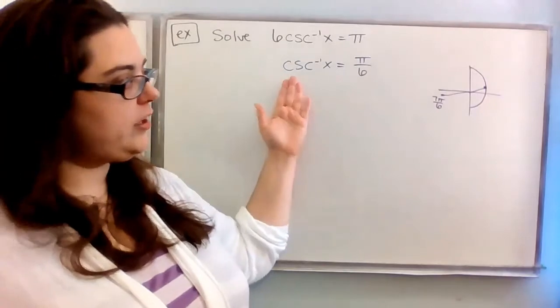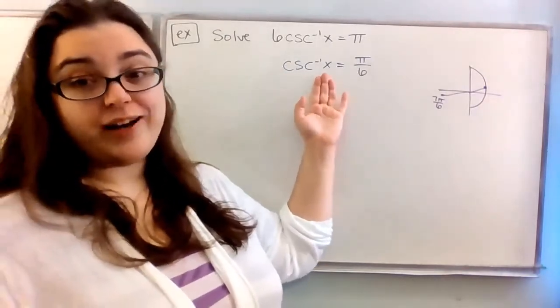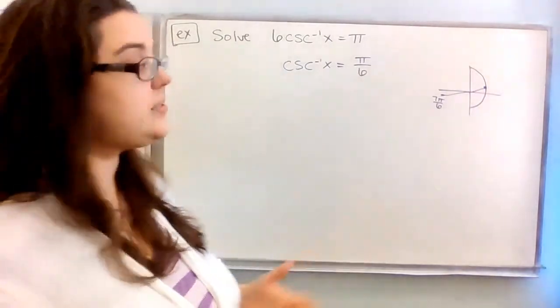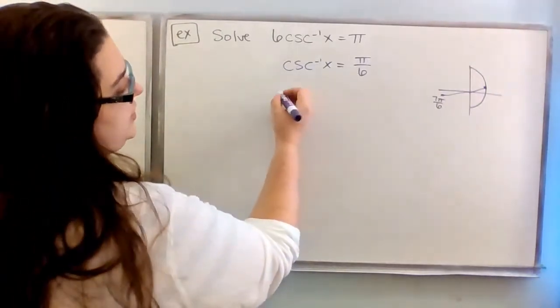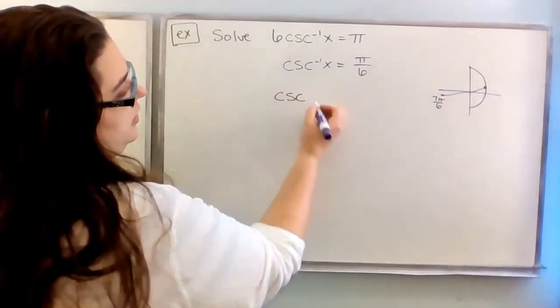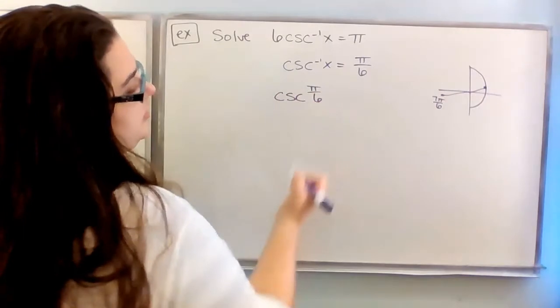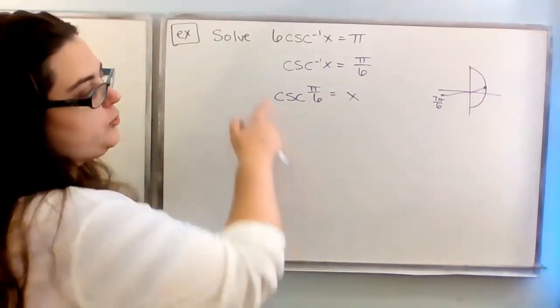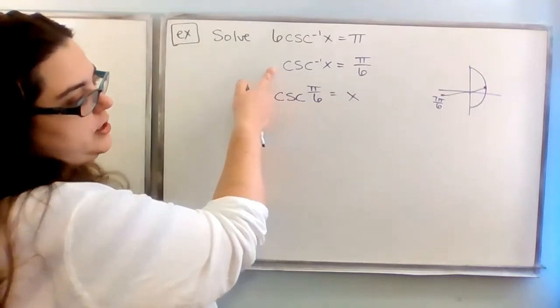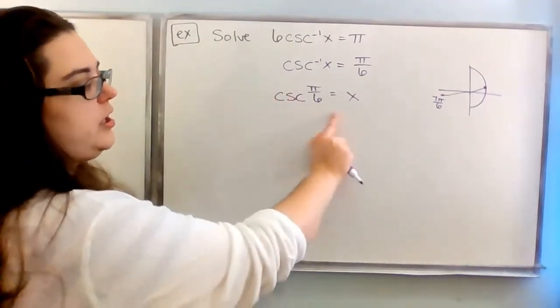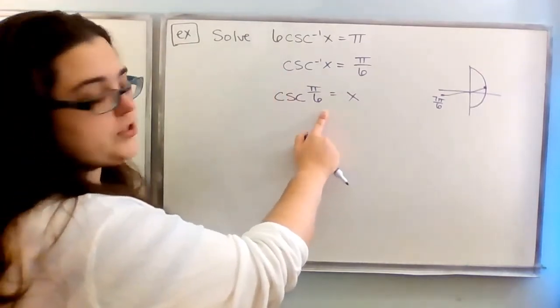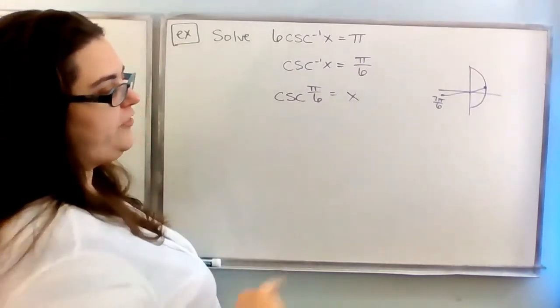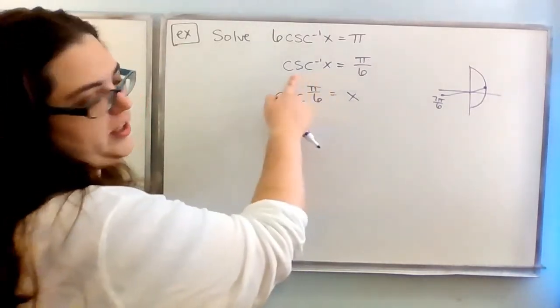Then remember that inverse cosecant is referring to an angle. So what this means is that cosecant of pi over 6 is equal to this value for x. So we can rewrite this equation using a regular trig function, cosecant of pi over 6, and that's going to equal the value that we're trying to undo with the inverse cosecant.